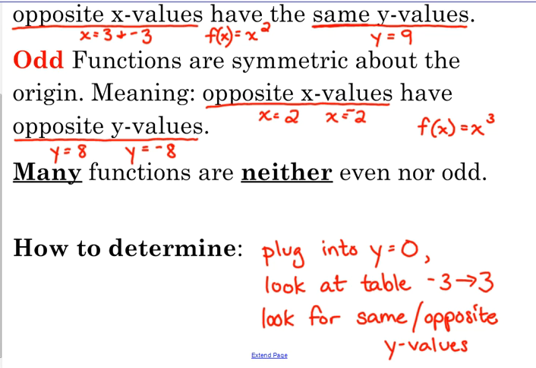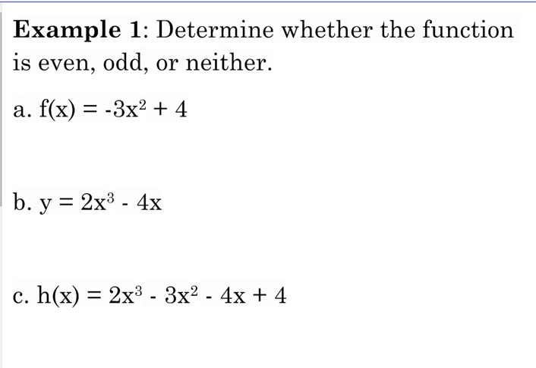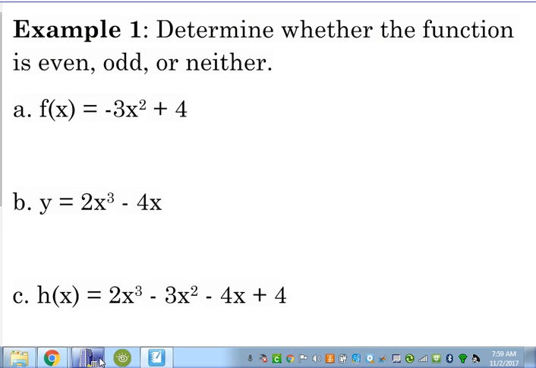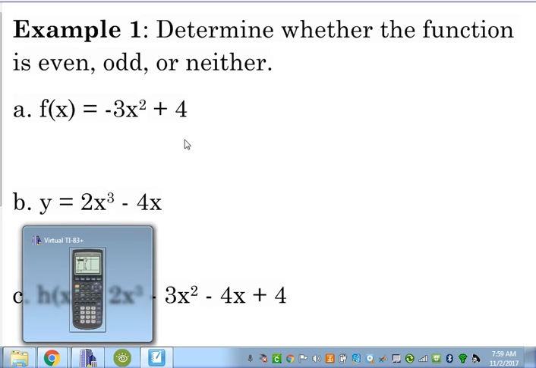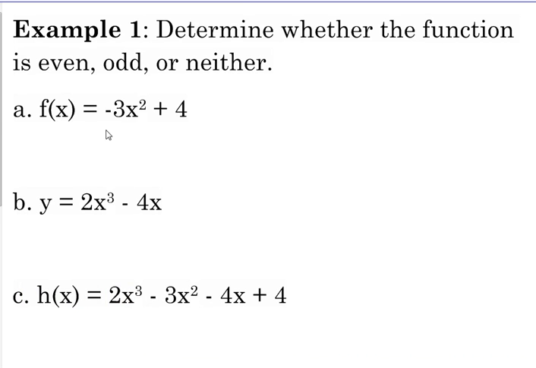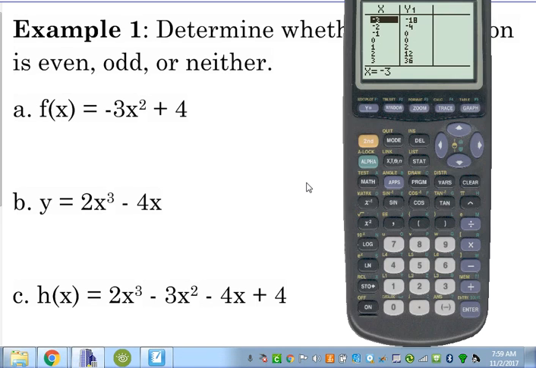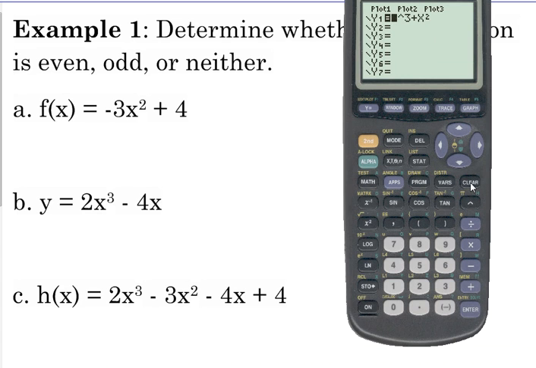Okay, so let's do some examples to make sure that you know what I'm talking about. I've done 2 already. Let's look at a few more. We're going to try and figure out whether it's even, odd, or neither. Now, based on what I've shown you so far, looking at this first example, do you think it's going to be even or odd? Okay, I've heard both. I would say probably even because the power is an even number.